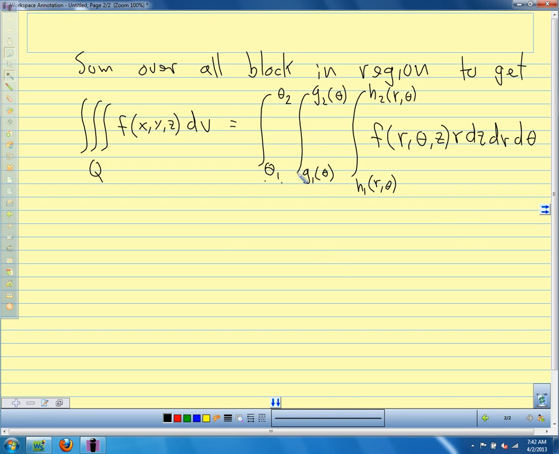And the way I've set up the limits of integration, we've defined the triple integral and talked about how we evaluate it kind of all in one step. Theta varies from theta 1 to theta 2. r varies from g1 of theta to g2 of theta, and z varies from h1 of r, theta to h2 of r, theta.